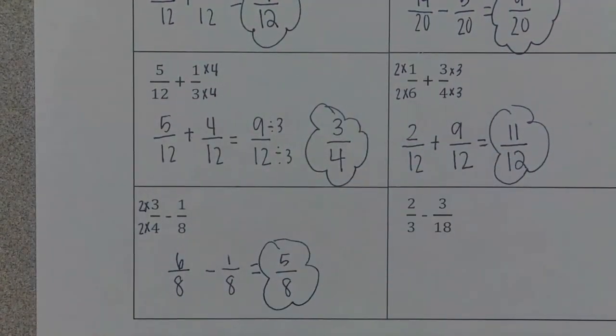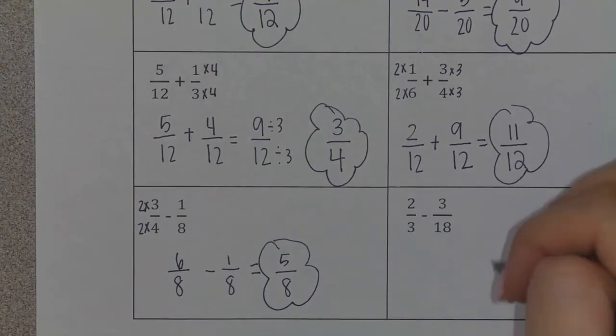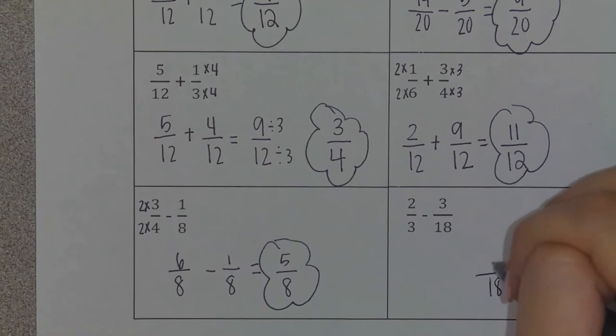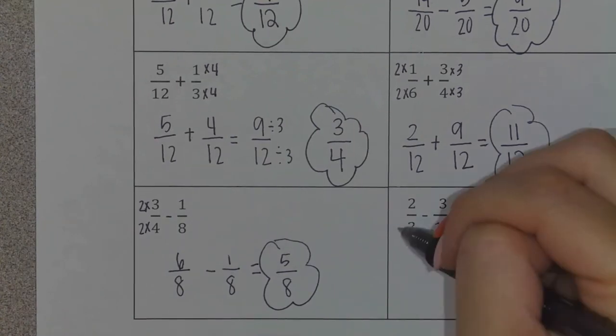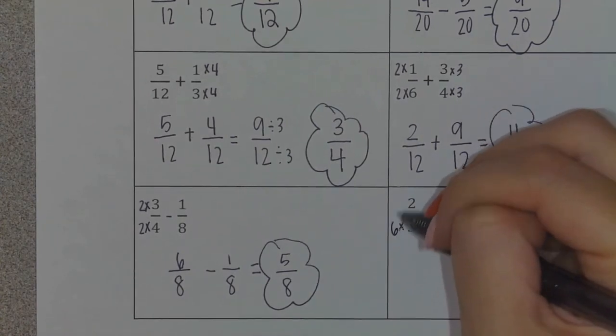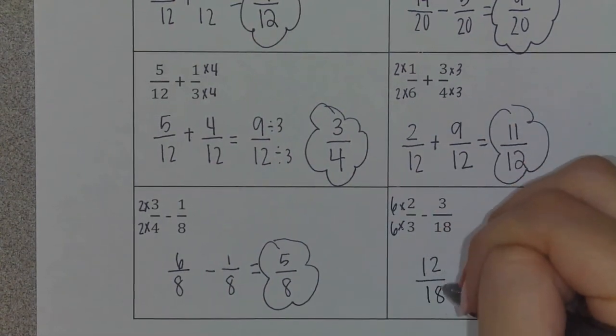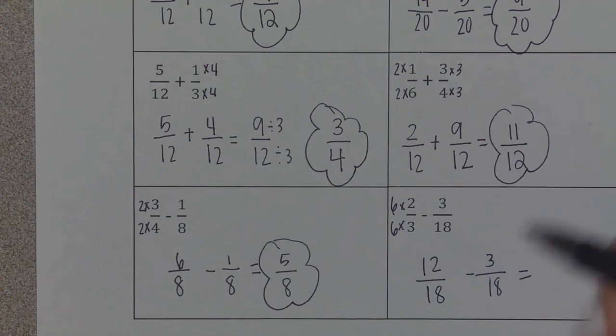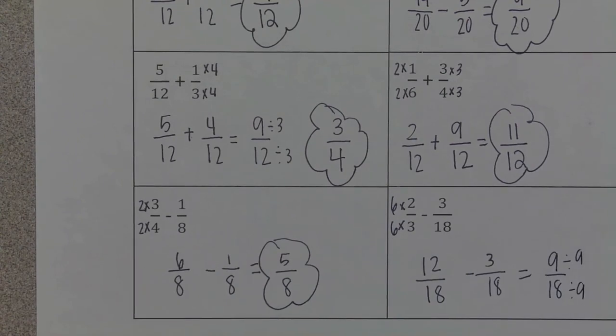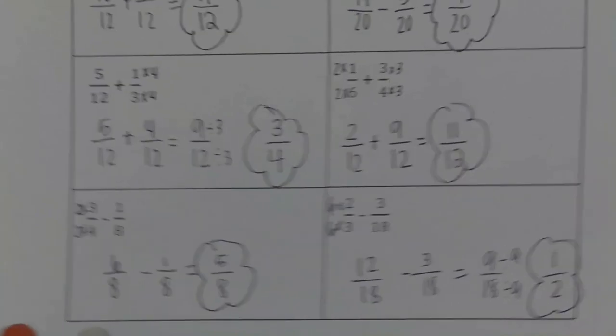So 5/8. And then our very last one, 3/18 and 12/18. I have a common denominator of 18. So I get to leave 3/18 alone. My scale factor would be times 6 for an equivalent fraction of 12/18. So 12 minus 3 gives me 9/18. They're both divisible by 9. So simplified, it becomes 1/2. Oops, running off the screen.